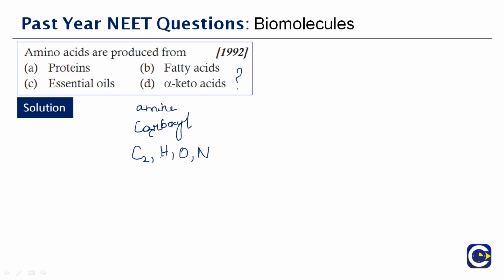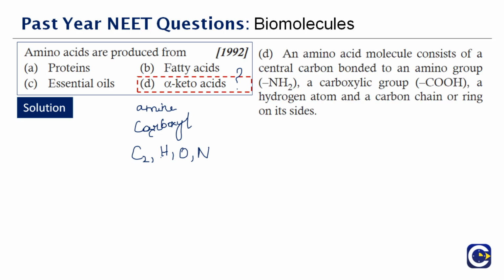So where is it produced now? See, I told you, proteins are converted into a simpler form of amino acids. Therefore, proteins cannot be the answer. Fatty acids, it's very well understood, it is of lipids, so it cannot be the answer. Essential oils, again, it's a lipid, it cannot be the answer. Therefore, the correct answer is alpha keto acids. An amino acid molecule consists of a central carbon bonded to an amine group and a carboxyl group. That's what I said, amine and a carboxyl group. And therefore it is produced from the alpha keto acids. The correct answer is option D.